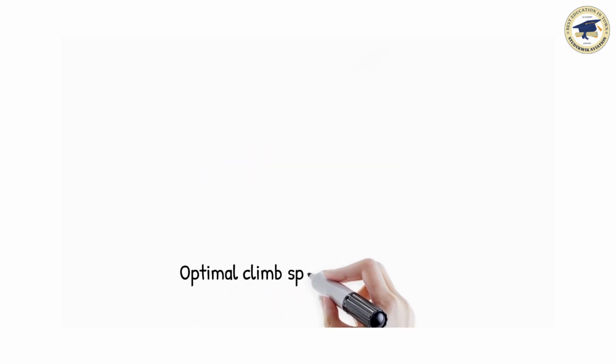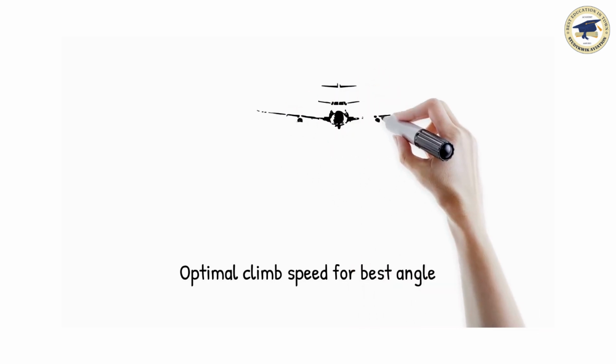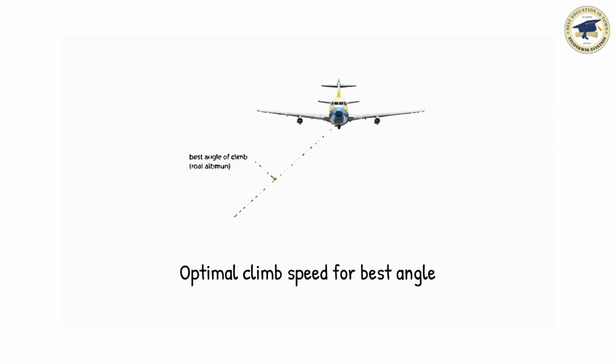There is a certain speed where the difference between thrust available from your engines and thrust required to overcome drag is the greatest. This is your best angle of climb speed. Flying at this speed lets you gain the most height in the shortest horizontal distance, perfect for clearing obstacles after takeoff.